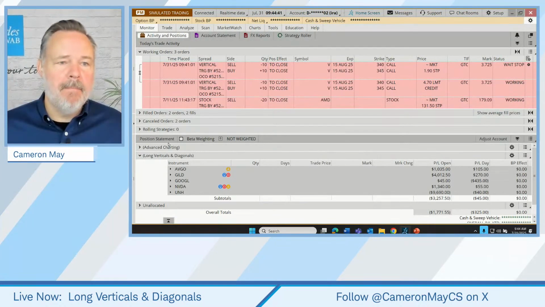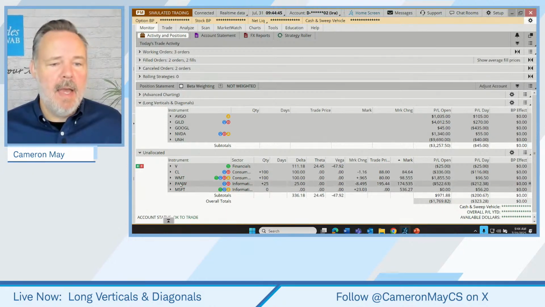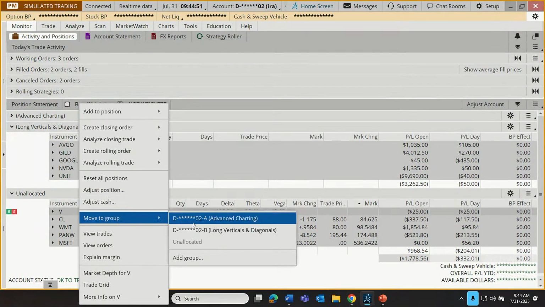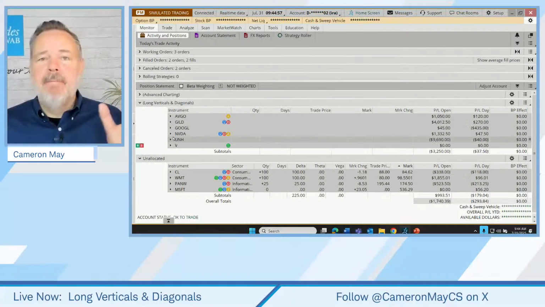Definitely my pleasure. Sounds like our order just filled. I heard it go bling in the background. Yep. So we are now sitting down here under our unallocated. There's our Visa position. Let's right click. Let's move that to our long verticals and diagonals group there. Now it's in place.